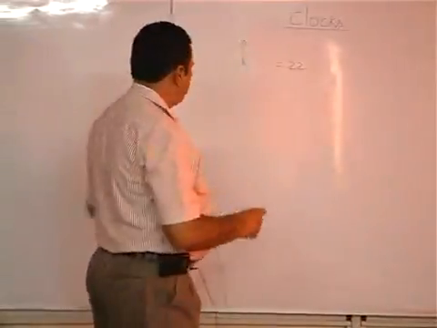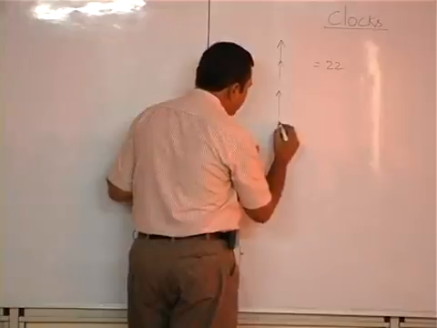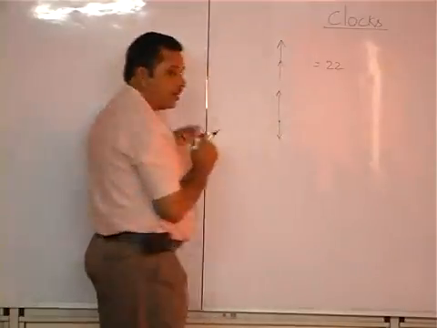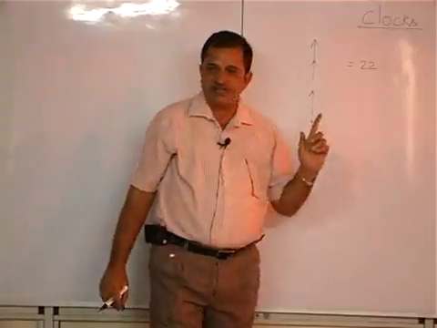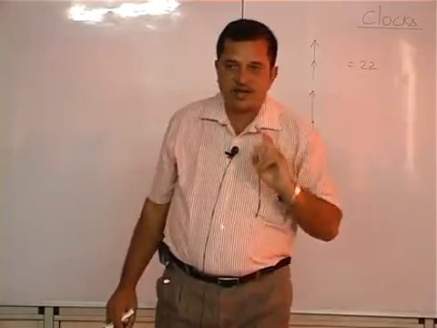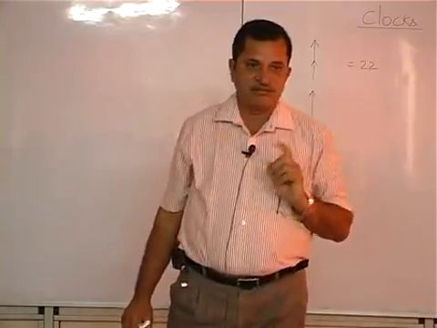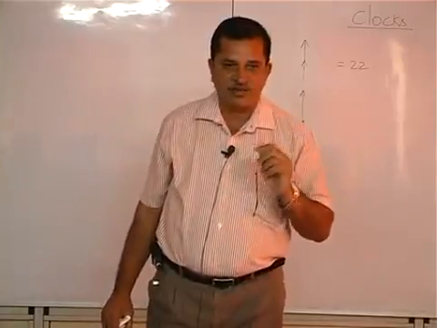Now you tell me, how many straight lines will be formed in a day? Straight line means opposite faces. How many straight lines will be formed in 1 hour? 1. In 12 hours, how many straight lines will be formed?